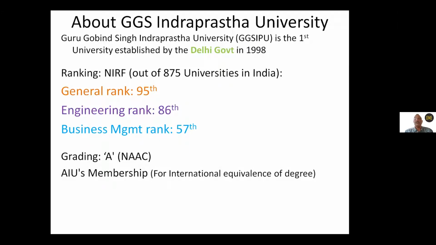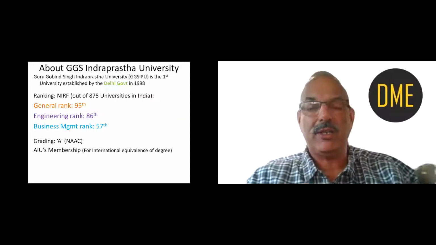The grading given by NAAC is A. And then there is something called AIU membership. What is this? Students, it generally happens that you do a course from any university, and when you go for post-graduation in any other university, we find that there is a question mark over your degree, right?